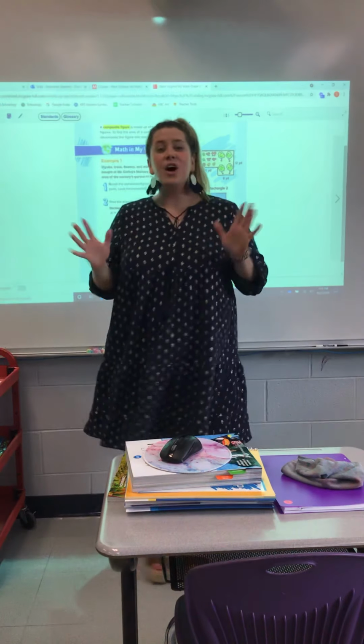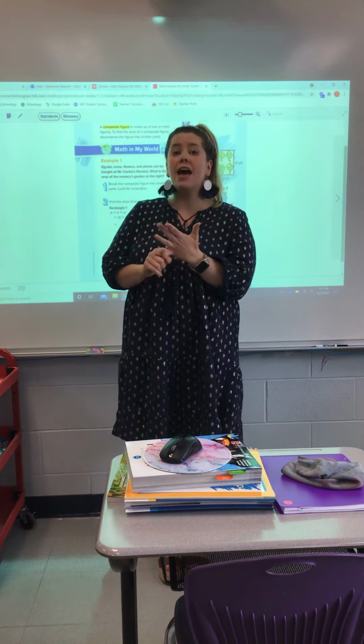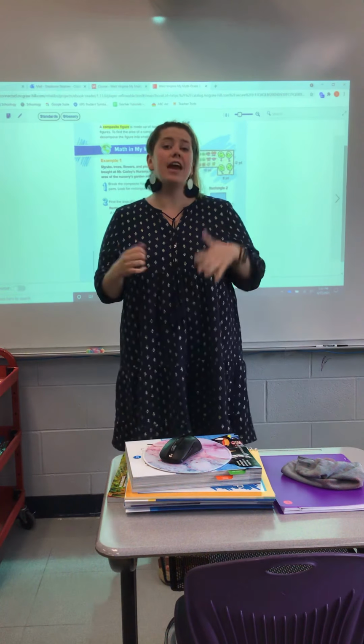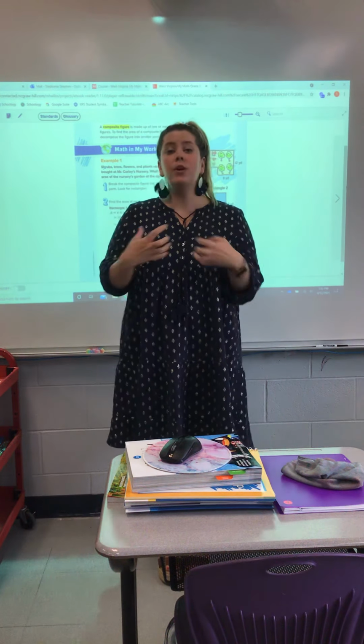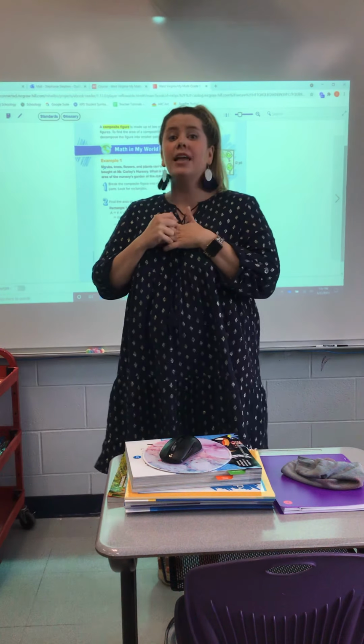Hi guys! Okay, so today we're going to take what we've learned about area. We now know that we can tile to find the area, that we can multiply length times width and use the area formula. And we're going to put it all together to apply to a new skill. So today we're doing lesson 8, okay?